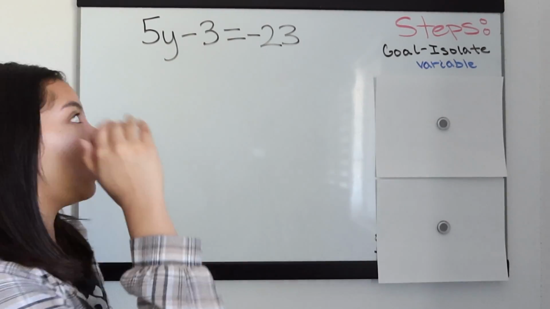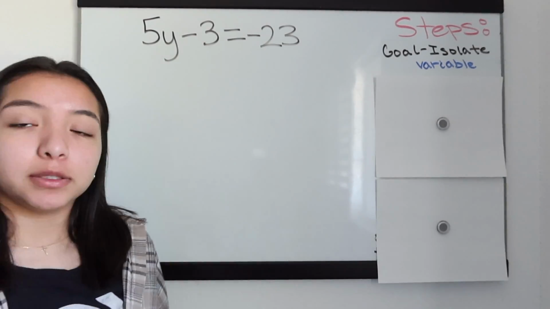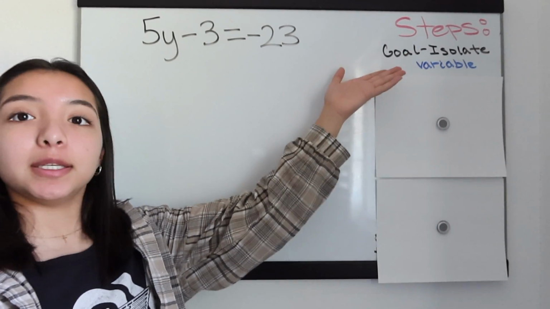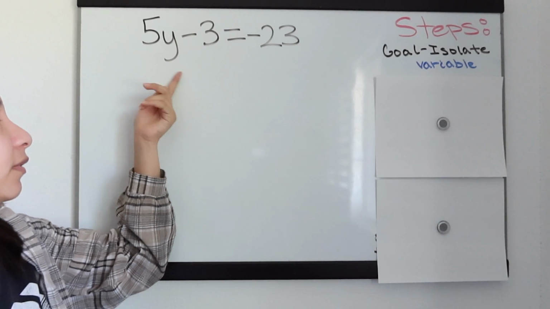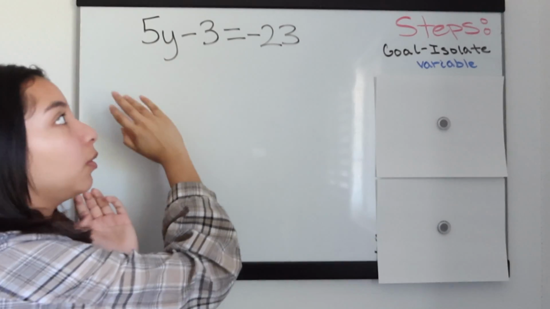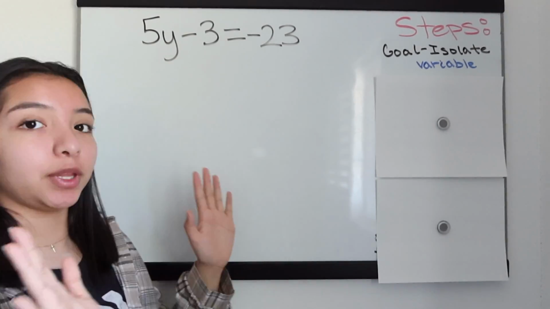So let's get started. Equation number 1, 5y minus 3 is equal to negative 23. So our goal, as always, is to isolate the variable. The variable would be y, and the value of y will make this statement true. So that's what we're looking for.